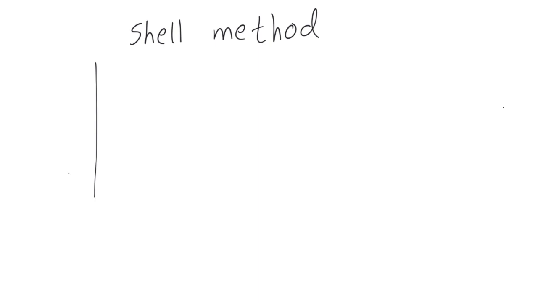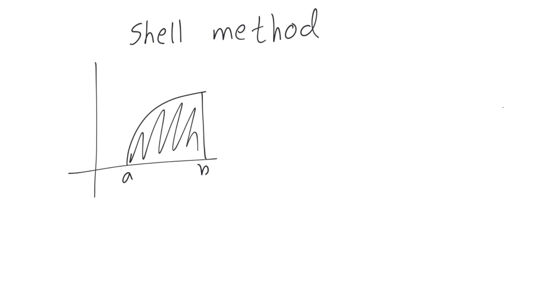Let's take an example. Say we have this graph here, and we're going to be bound by some A and B. And we want to take that and rotate it around the y-axis, or rather something parallel to the y-axis. So maybe something like this, where this is the line, say x equals L.